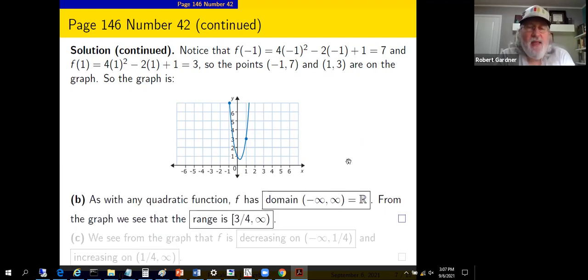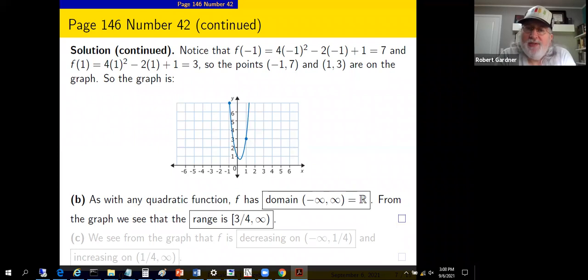In part B, they wanted to know about the domain. Well, I could have told you this to start with. The domain's all real numbers, -∞ to infinity. That's going to be the case for any quadratic function. Hey, you square stuff and you multiply and you add. Nothing can go wrong with that. So the domain will be all real numbers.